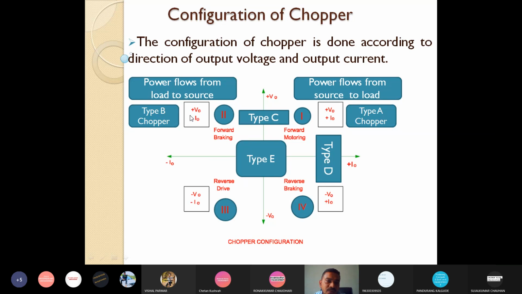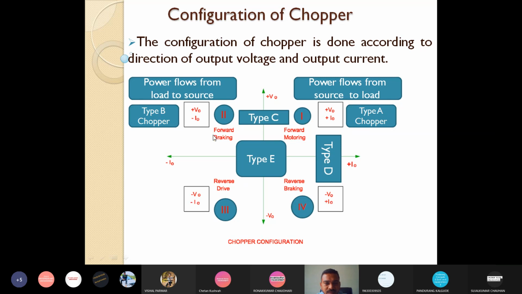But in the second quadrant chopper the output current is negative, that means the direction of output current is reversed compared to this case. So we can say that the power flows from load to source, and this second quadrant chopper is the type B chopper. Type B chopper operates in the second quadrant, it is also known as the second quadrant chopper, and this second quadrant is known as the forward braking.